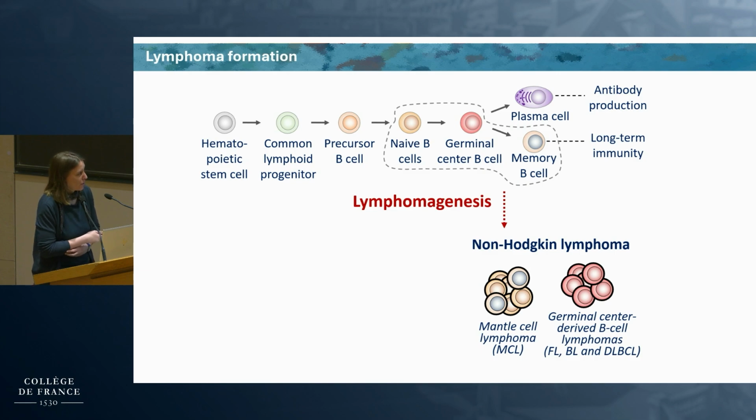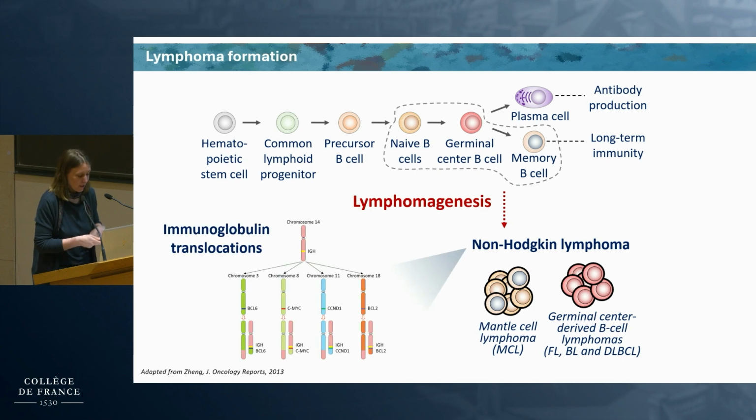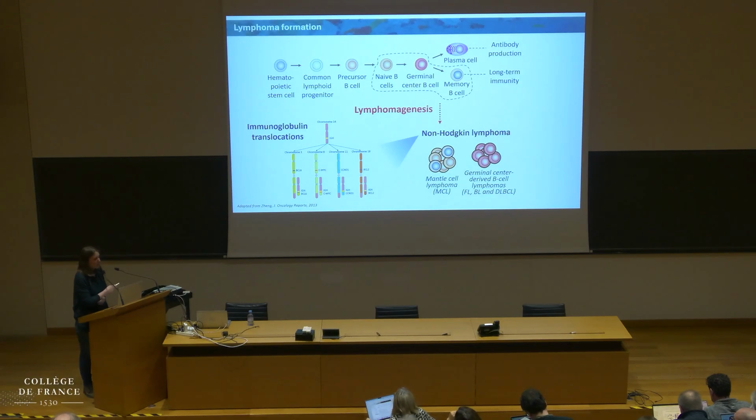We focus on non-Hodgkin lymphomas that come in many different flavors, either mantle cell lymphoma, follicular lymphoma, Burkitt lymphoma, or diffuse large B-cell lymphoma. Although these are very different at the level of both prognosis as well as disease, and the sites in which they occur in our body, they all have something in common, and that is they carry translocations of chromosome 14, in which we have the immunoglobulin locus, which harbors a very strong enhancer.